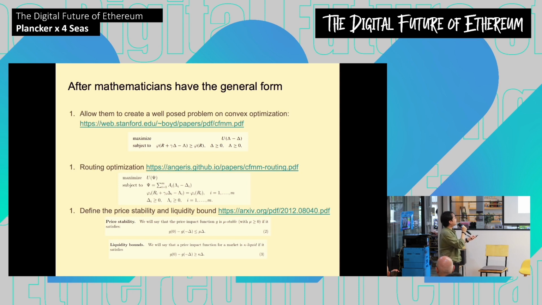Somehow this paper was published not in 2012, like last year or 2 years ago. They're trying to introduce the price stability and the liquidity bound from traditional trading into the AMM by using the general form, which is the trading function. And I think that will be very interesting and can be developed into something huge.